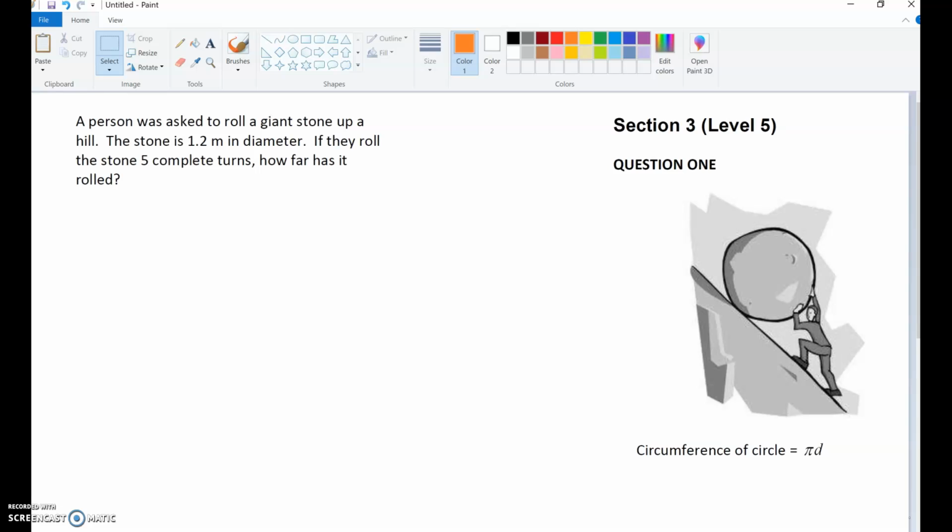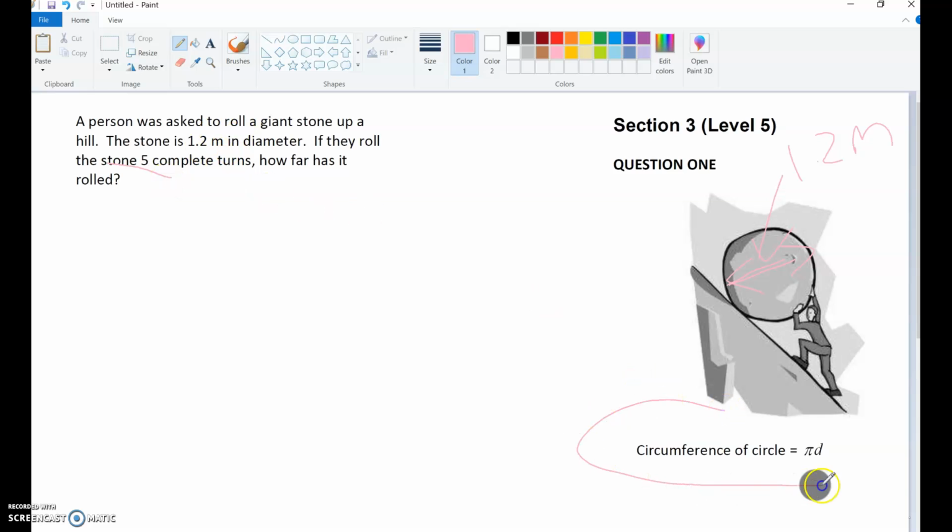A person was asked to roll a giant stone up a hill. The stone has a diameter of 1.2 meters. So we should be able to, there we go. Have a look at the diameter there, 1.2 meters is the diameter of the circle. If they roll the stone 5 times, how far have they rolled?